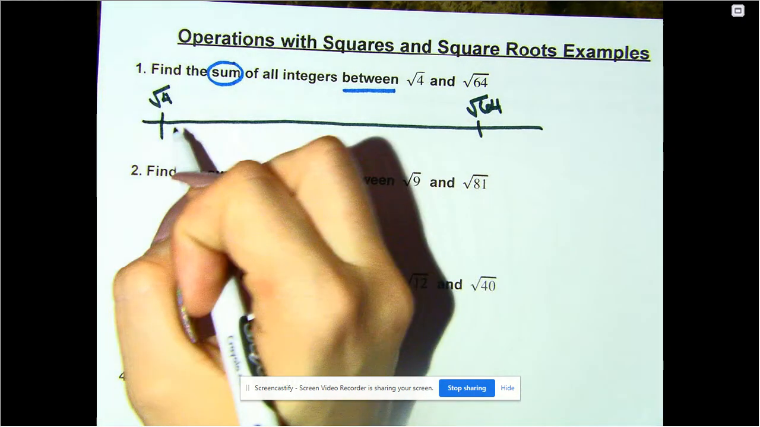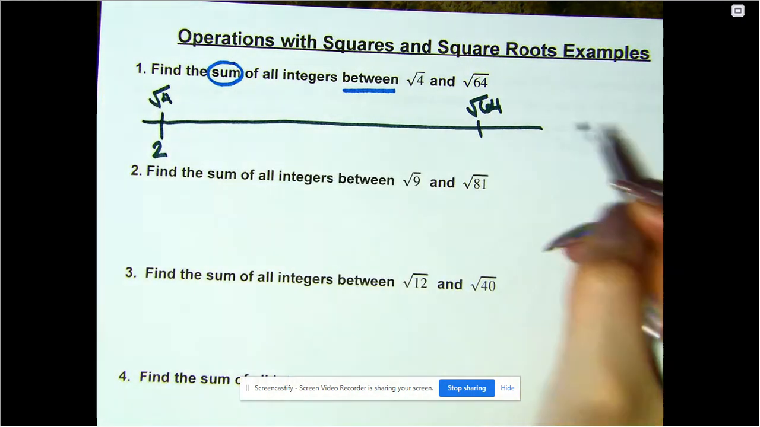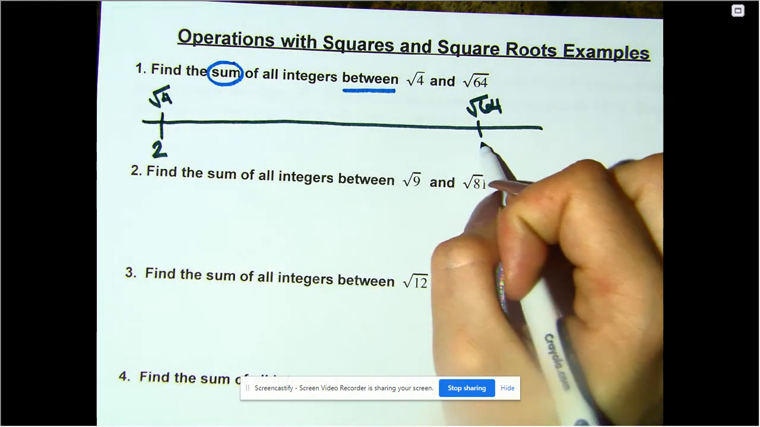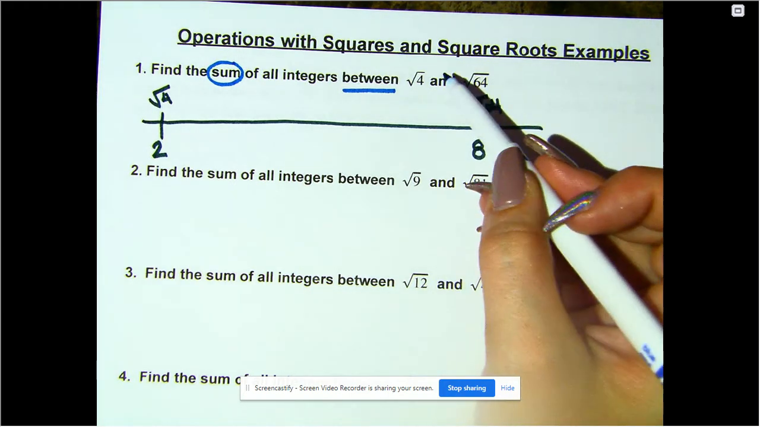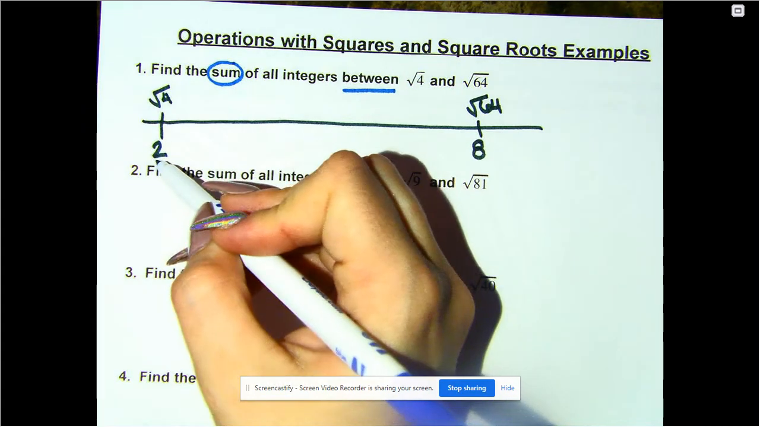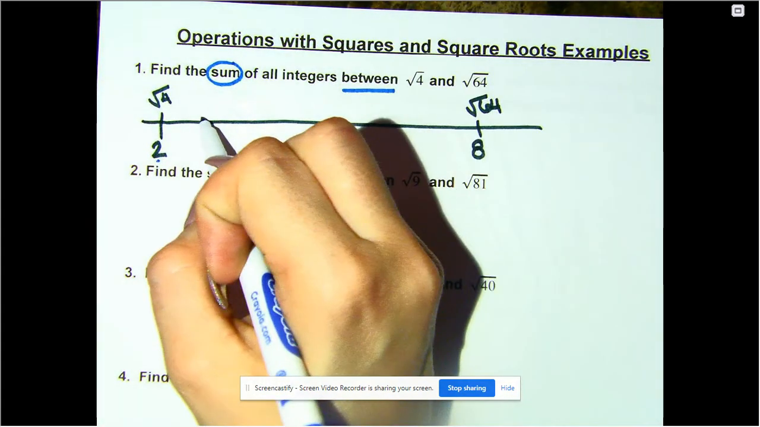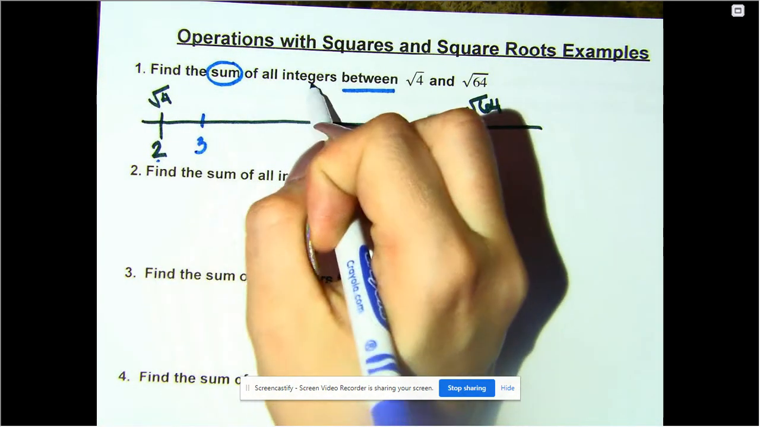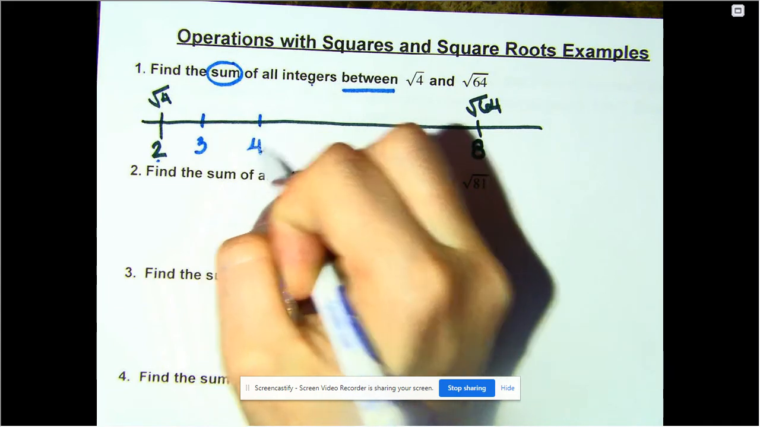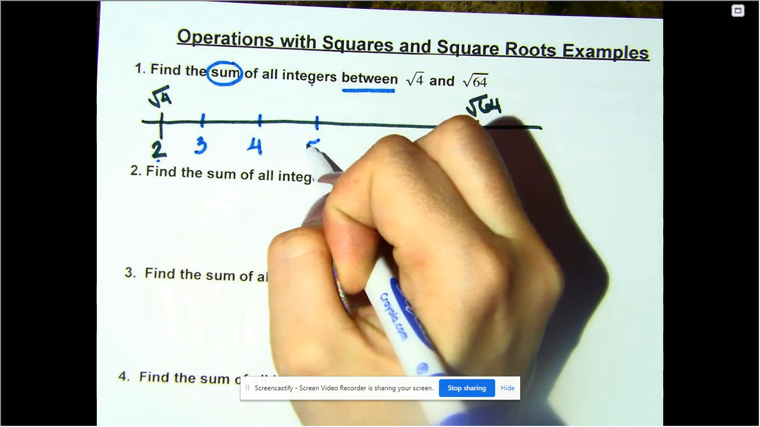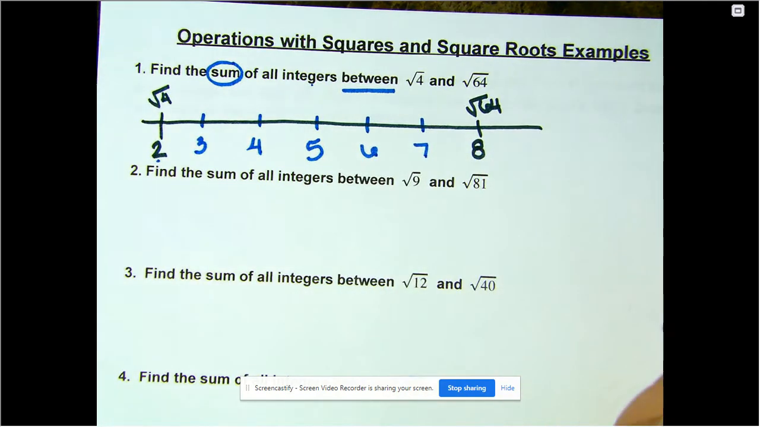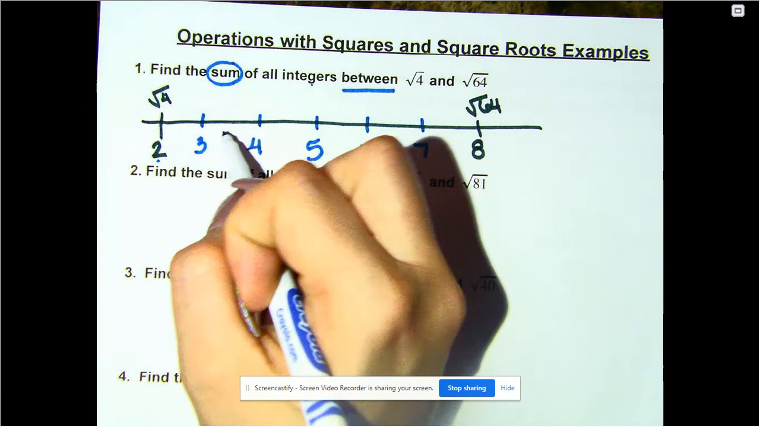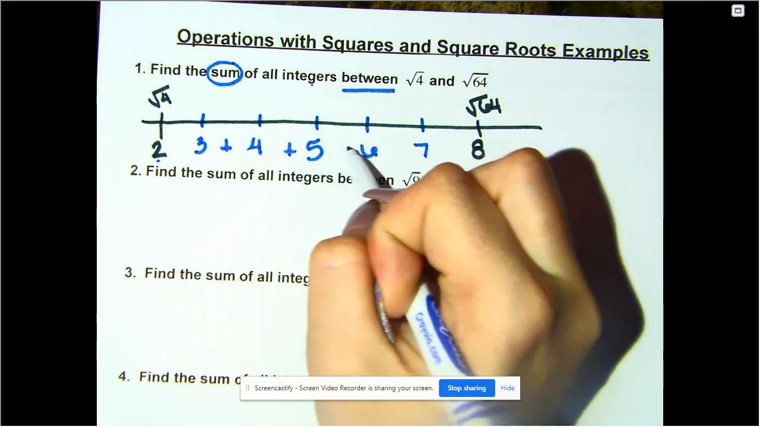Okay, I know the square root of 4 was 2 from my list, and the square root of 64 is 8. Okay, and then my keyword also in the problem was between. So the numbers between 2 and 8 are 3, and it was integers, so all whole numbers basically. It didn't say anything about negatives. Okay, so my numbers between there are 3, 4, 5, 6, and 7, and then it said the sum. So I'm going to add all of those numbers together.